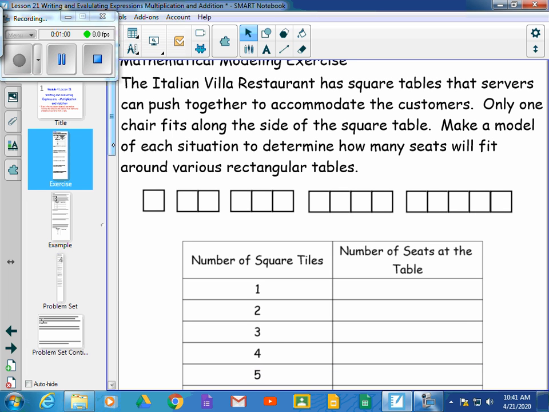I'll read the problem to you, read along with me. It says, the Italian Villa restaurant has square tables that servers can push together to accommodate the customers. Only one chair fits along the side of the square table. Make a model of each situation to determine how many seats will fit around various rectangular tables.